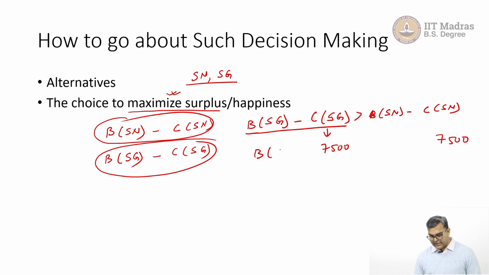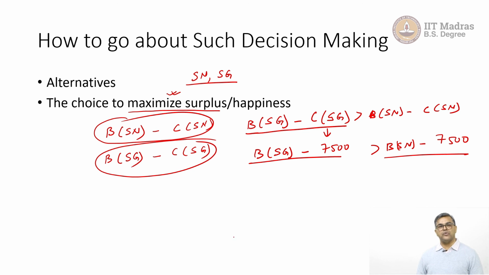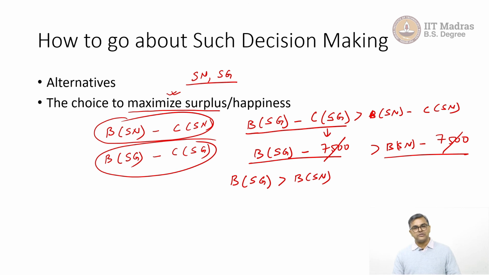So, what we get here is, in both cases, this is the expression, and clearly you are getting more net benefit from Shreya Ghoshal. You can cancel this 7,500 because it is on both sides, and it is very clear that the benefit from Shreya Ghoshal is more than the benefit from Sonu Nigam. So, should you go for Shreya Ghoshal? No, it is not clear yet, because now you have a free ticket.